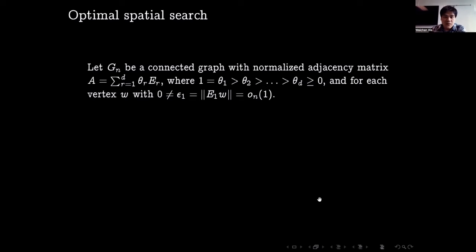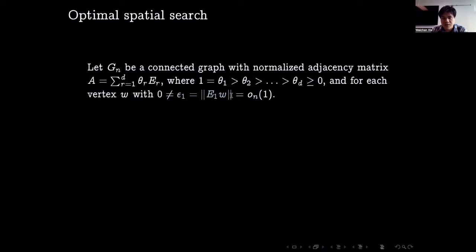We can take a closer look at the spatial search. First, the graph has to be connected. Otherwise, we can consider a connected component of the graph. So just assume it's connected. And then we want to look at the normalized adjacency matrix. By normalized, we mean that all the eigenvalues lie between 0 and 1, and we enforce a decreasing order for the eigenvalues. So we have theta 1 greater than or equal to theta 2, all the way to theta t, with theta 1 equal to 1, and theta t greater than or equal to 0. And E_r here is the eigenprojector, and theta_r is the eigenvalue of the underlying adjacency matrix. And then we also focus on the vertex w with the shadow epsilon 1.